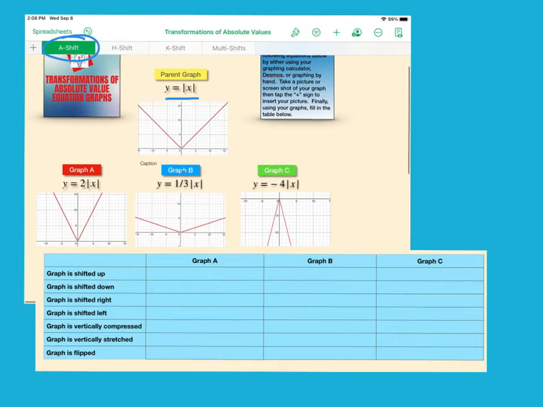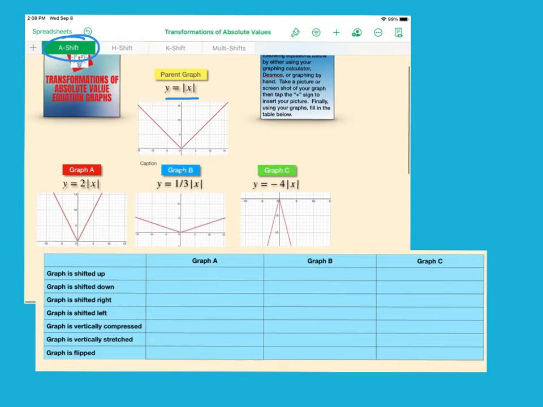We can see it starts at the origin (0, 0). It's got a slope of 1 on each side. So this right side is going up 1 over 1. This left side is going up 1 and left 1, okay? So it's a -1 slope, but it's still a slope of the same. So let's go ahead and just talk about what these different transformations did to our parent graph.